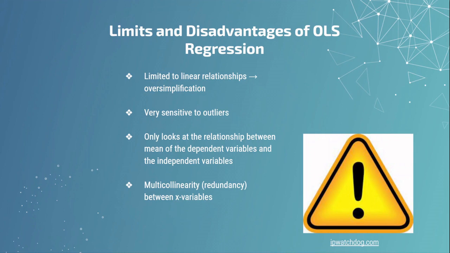And the final main disadvantage that I want you guys to be aware of is that when using linear regression, it can be prone to multicollinearity or redundancy between your independent variables. What multicollinearity means is that there are high correlations between two or more of your independent variables or features. High correlation basically means that your independent variables and features are very similar to each other. They're not providing new data for your model to learn from.